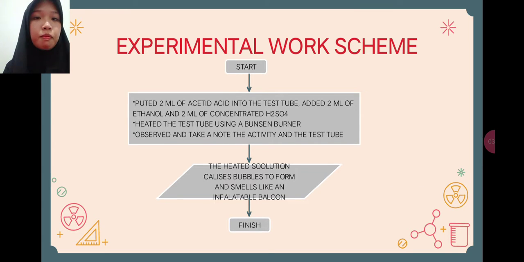Next, put 2 milliliter of acetic acid into the test tube, added 2 milliliter of ethanol and 2 milliliter of concentrated sulfuric acid, and then heated the test tube using a Bunsen burner, and then observed and take note of the activity in the test tube. The result is the heated solution coalesces, bubbles form and melt like an inflated balloon.